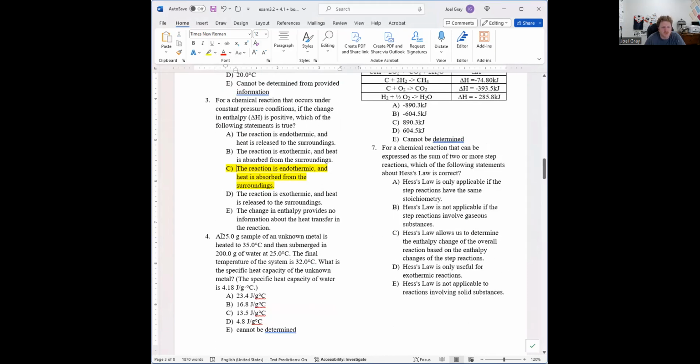Question number 4 reads, a 25-gram sample of an unknown metal is heated to 35 degrees Celsius and then submerged in 200 grams of water at 25 degrees Celsius. The final temperature of the system is 32 degrees Celsius. What is the specific heat capacity of the unknown metal? For this question, I'm going to go ahead and show the math on the whiteboard.